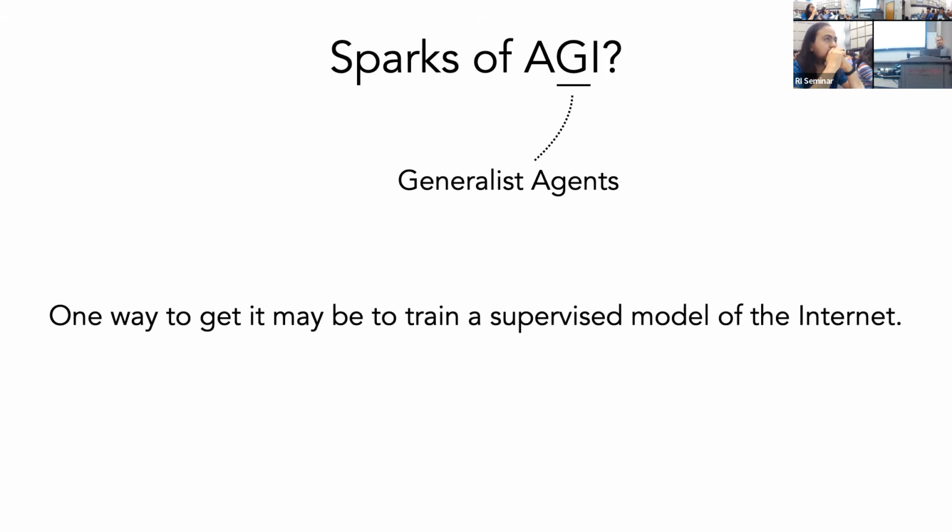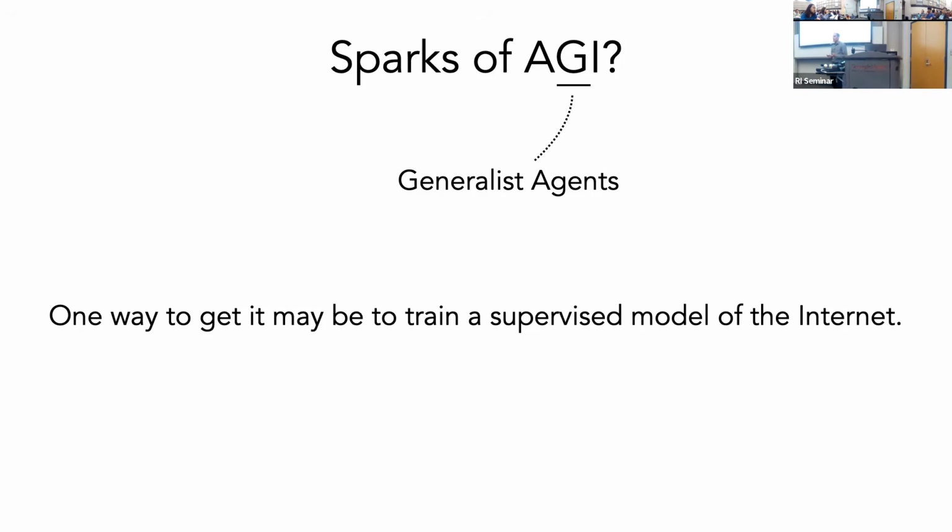But the current systems that are creating the buzz are systems which I like to think of as models of the internet, supervised models of the internet. So humans make the internet. That's a huge, amazing data set. And then you fit a model that just imitates behavior on the internet. For that kind of intelligence, you do seem to get some sparks of AGI, something like that.